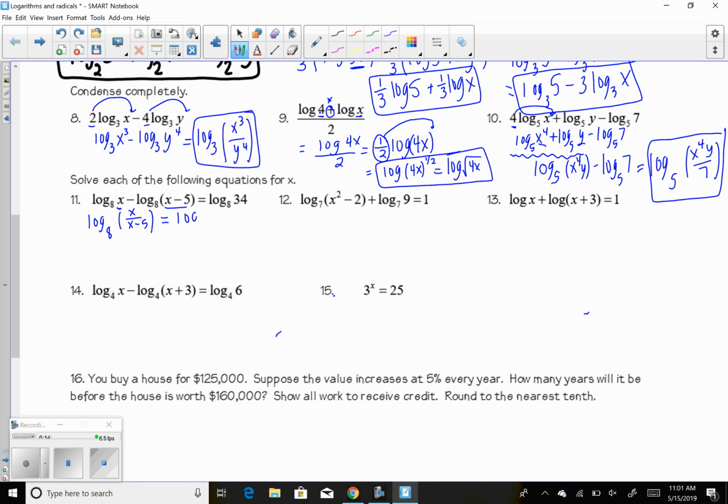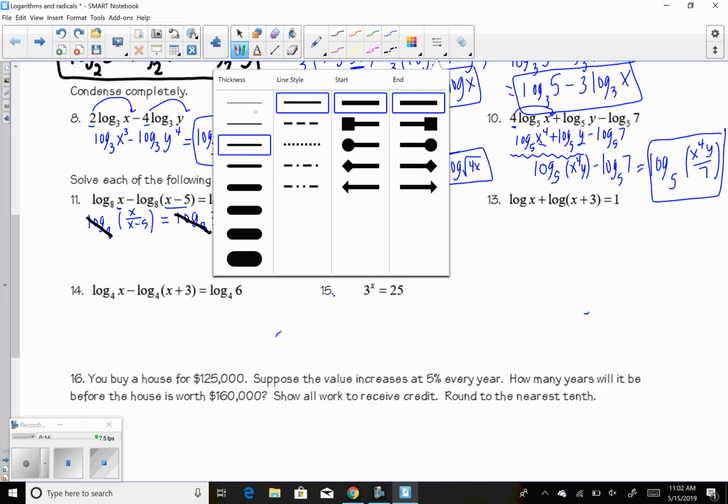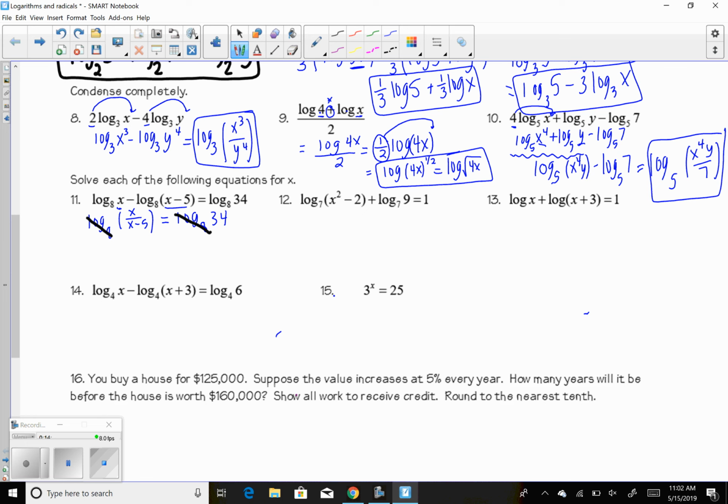The reason I'm doing that is because once I condense the left side, I now have log equals log. And if you remember, when you have log equals log, you literally drop the logarithms, and what's left comes out and you solve it. So what's left is x over x minus 5 equals 34. Okay? So it's really like 34 over 1, and you just cross multiply. x times 1 is x. It equals 34 times x minus 5.